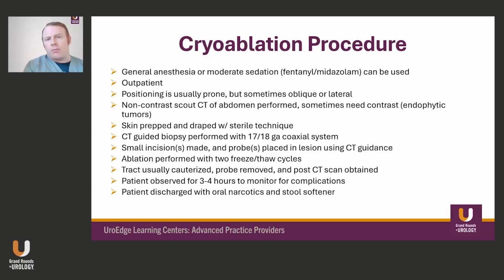So we usually put the patients in the prone position, but it's sometimes necessary to do it oblique or lateral. The way we do it is we do a scout CT scan, usually without contrast. That gives us the lay of the land. We have a pretty good idea from the planning scans where the tumor is. Now, if it's endophytic, it's often difficult to see, especially if it's a small lesion and it's not involving the collecting system.